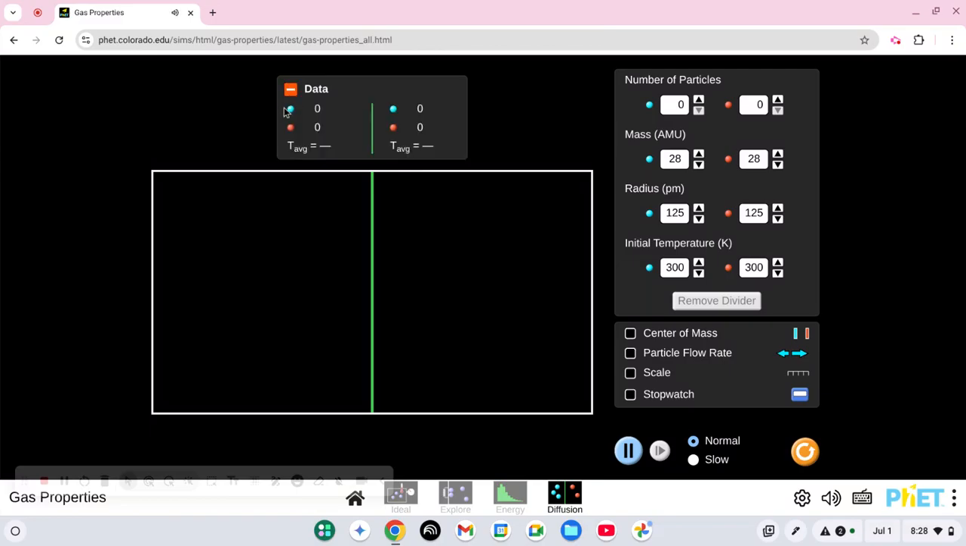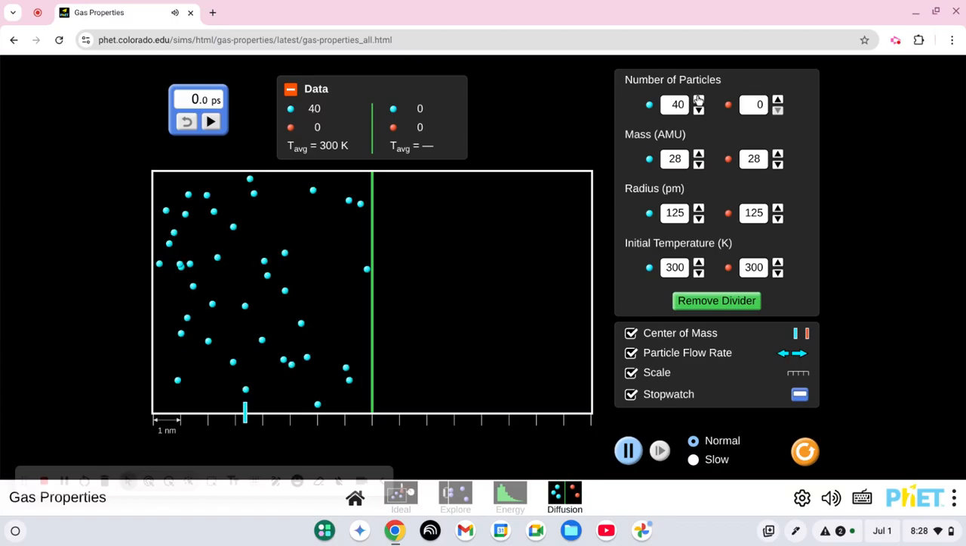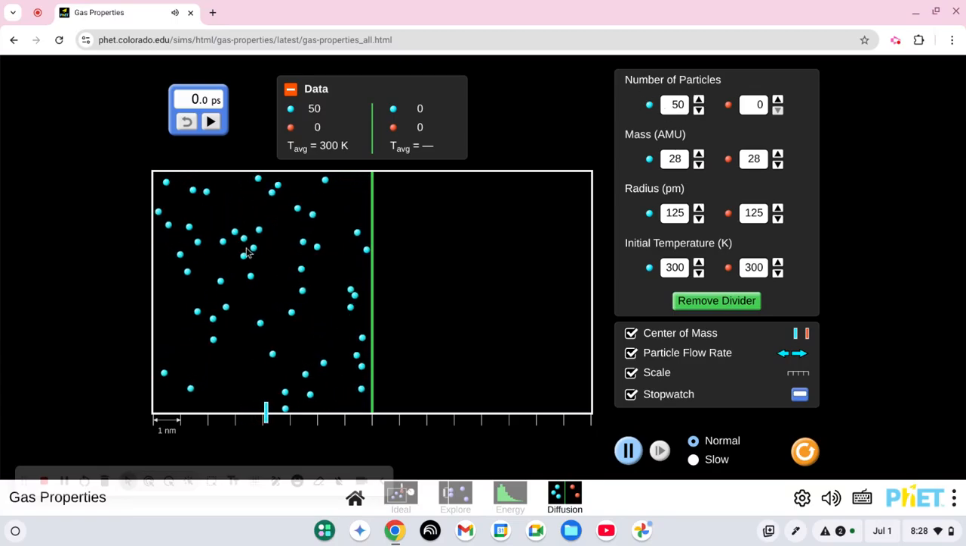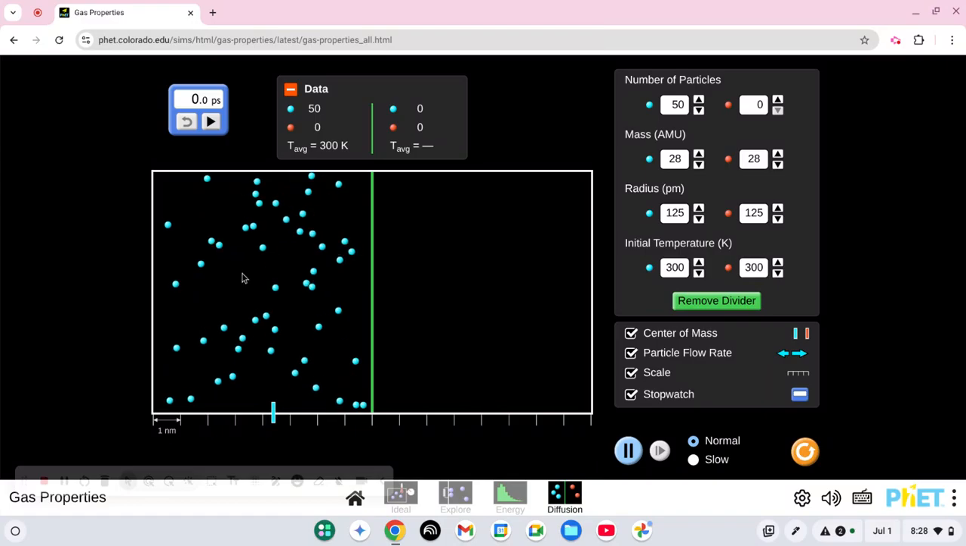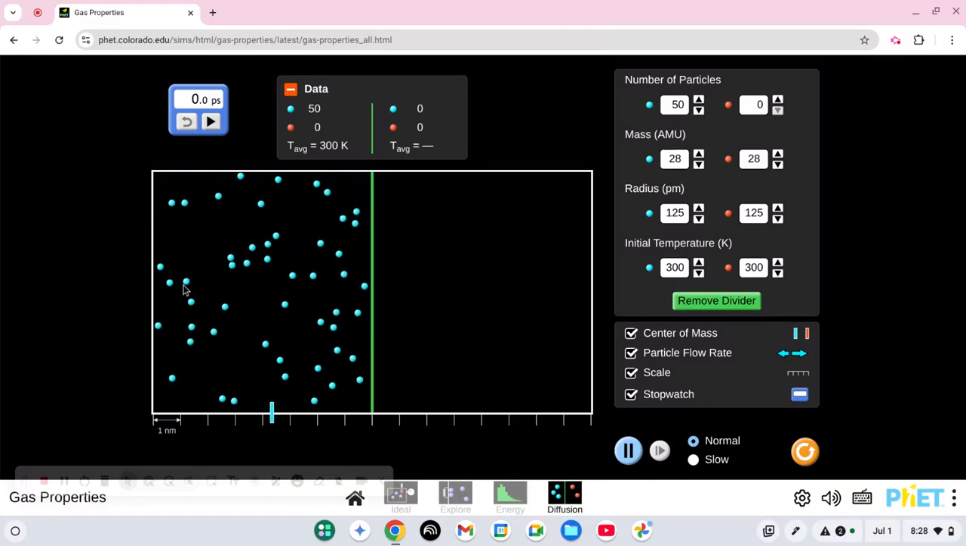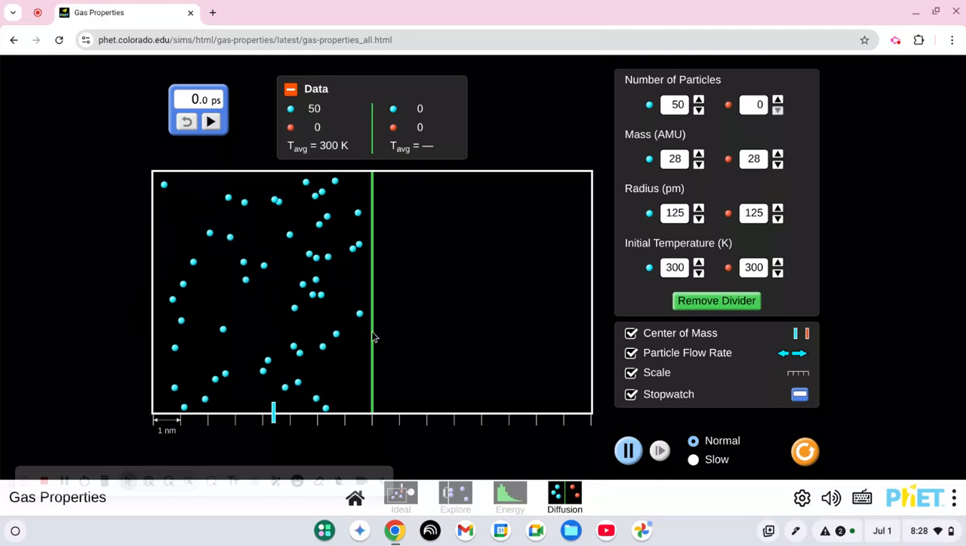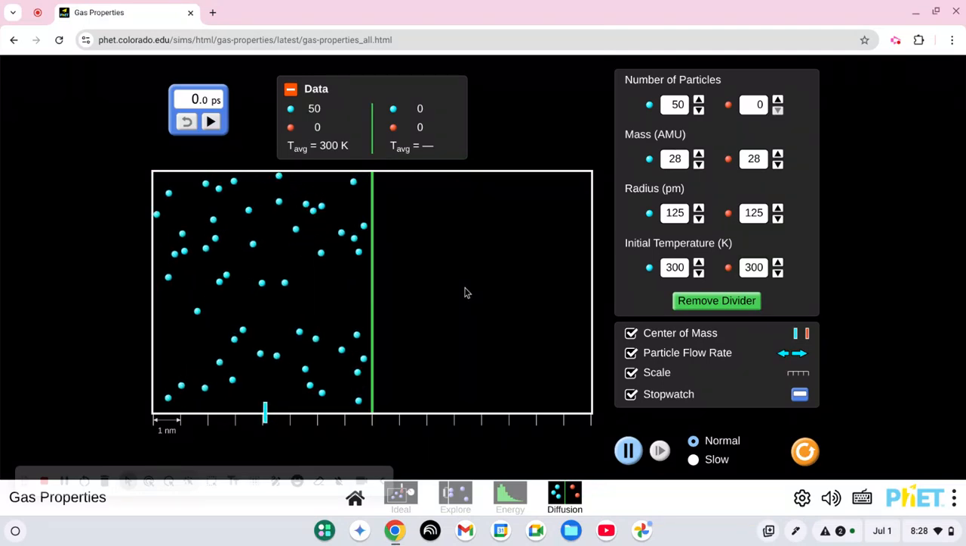What I want you to do here is click on the plus sign so that we can see the data, and you can discover here and play with all of these different scales and stopwatches and use all of these different variables to gauge your understanding. So what I'm going to do here is add about 50 particles of this blue gas atom. Okay, and as you can see, I have a higher concentration here on my left vessel than I do on my right vessel.